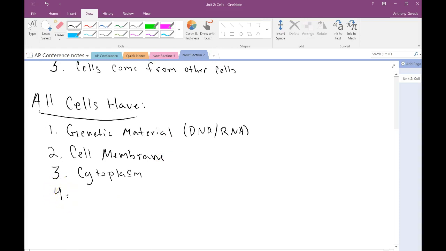All right, and then finally number four, ribosomes. So all cells, regardless of their type, have them. Your bacterial cells have all of these. Your animal cells have all these. Your plant cells have all these. All these cells are going to have genetic material, cell membrane, cytoplasm, and ribosomes. No matter what.